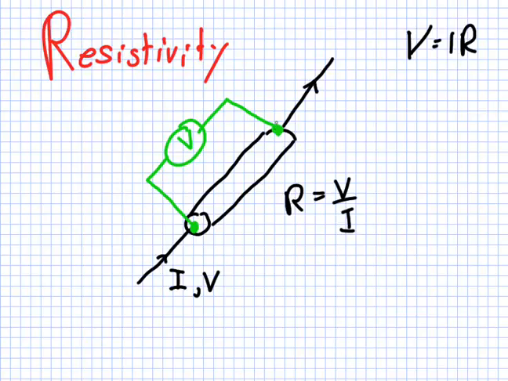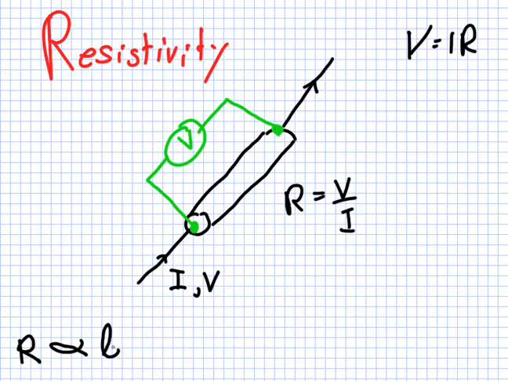So firstly, the length of the resistor. Do you think if I make the resistor longer, it should add or subtract to the resistance? It should add. So the first thing we expect is that the resistance is proportional to the length of the resistor. So if we double the length, we would expect to have double the resistance. So that's the first thing.